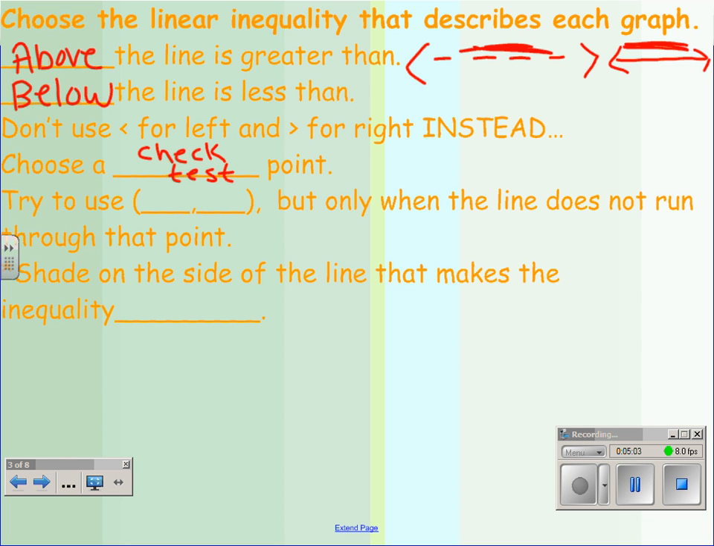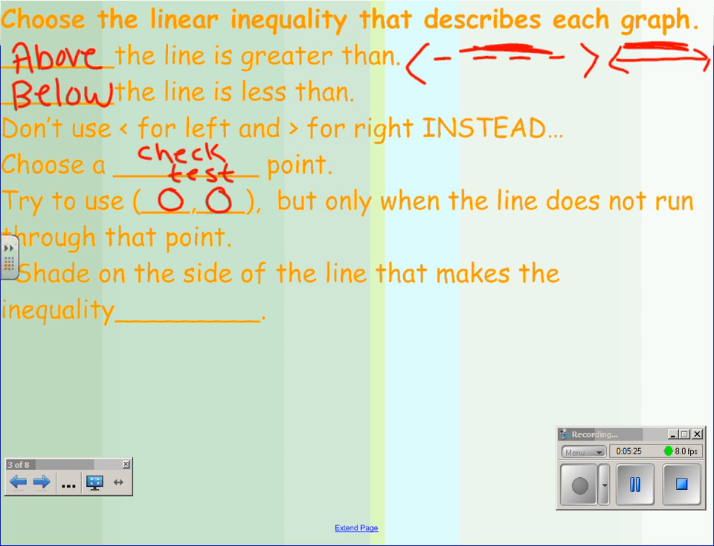Of course, if it's above the line, it's going to be greater. If it's below, it's going to be less. But if the line is moving at any kind of a slope that is questionable, then you can always use a test point. And a really good, easy test point is 0, 0, of course.